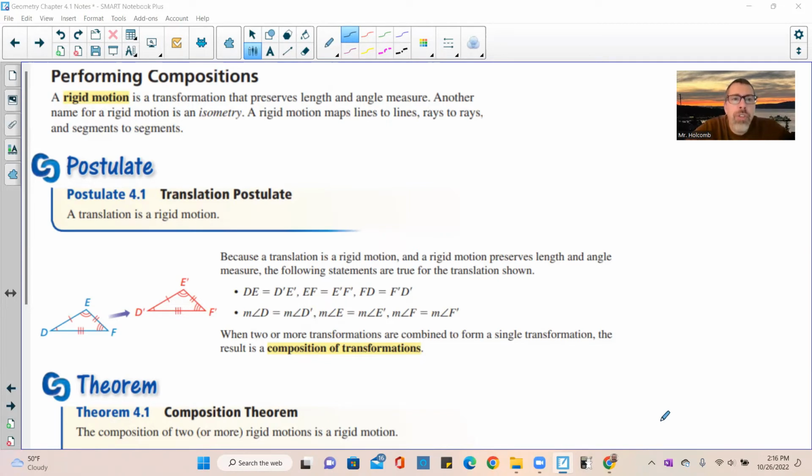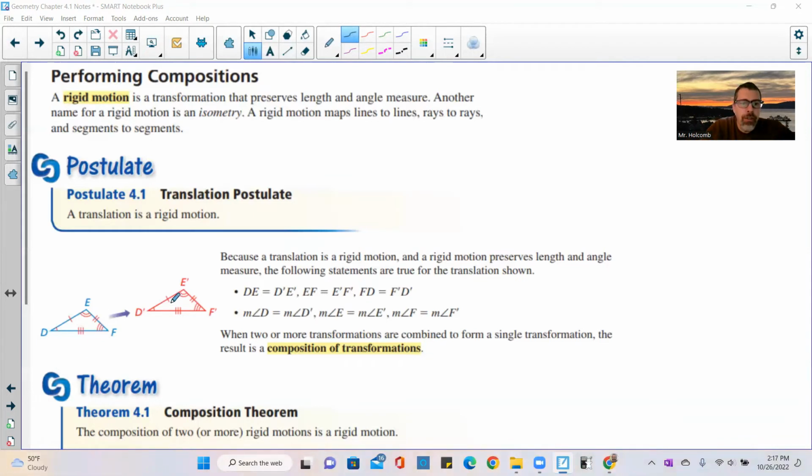Another name for rigid motion is an isometry. A rigid motion maps lines to lines, rays to rays, segments to segments, and angles to angles, if you will. So postulate 4.1, translation postulate: a translation is a rigid motion. Because a translation is a rigid motion, and a rigid motion preserves length and angle measure, the following statements are true for the translation shown.